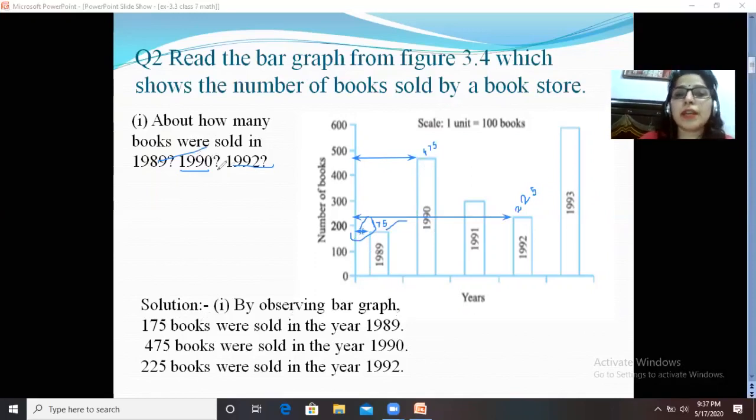For the year 1990, you can see here it is approximately three-fourths more. So it is 450 and one-fourth more, 25 more. The total is 475 for the year 1990. The last is 1992. You can see here that it is approximately in the middle of 200 and 250. That's why we have considered 225. So this is all about question number 2.